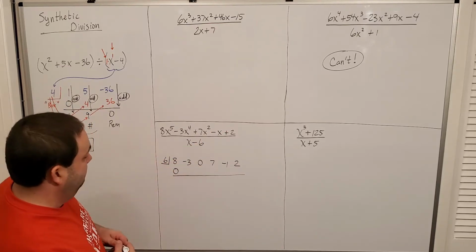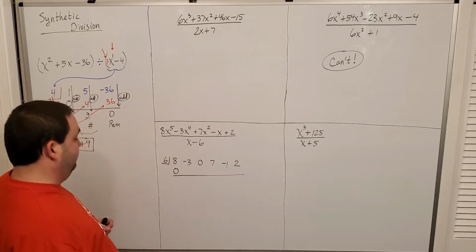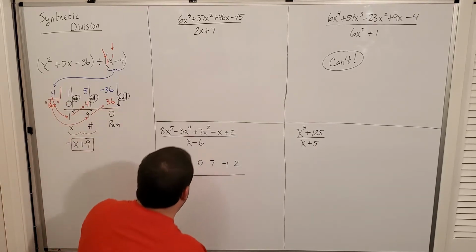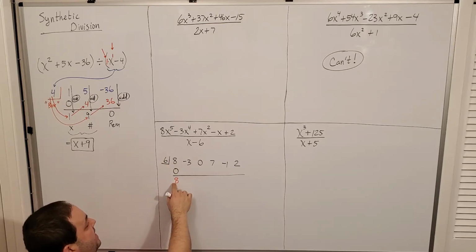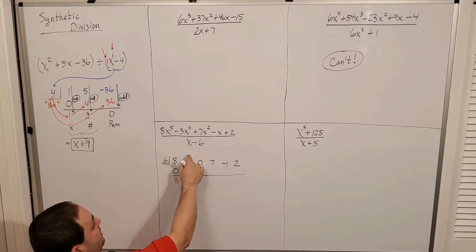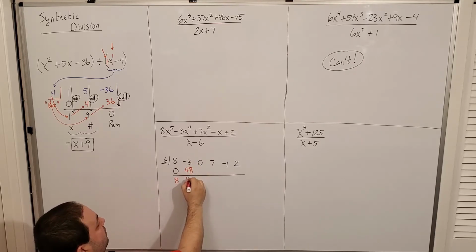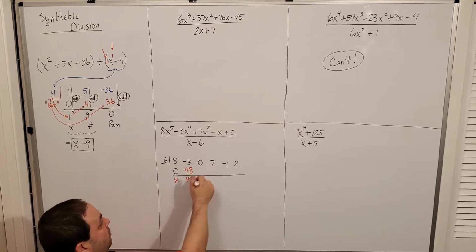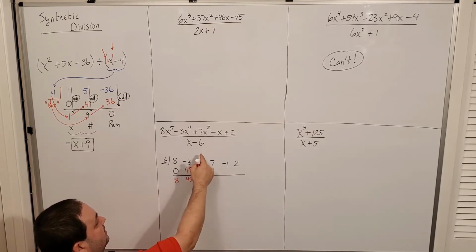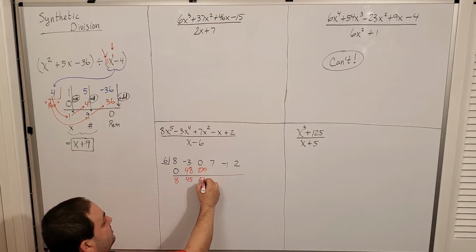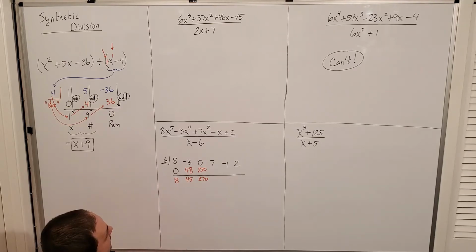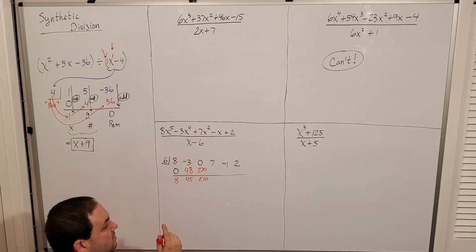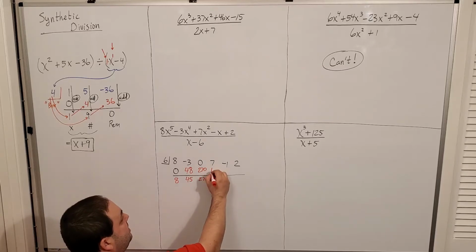Ready? Okay, here we go. 8 plus 0 is 8. 6 times 8 is 48. Negative 3 plus 48 is 45. 6 times 45 is 240 and 30 is 270. 0 plus 270 is 270. 6 times 270 is 1200 plus 420, so 1620.